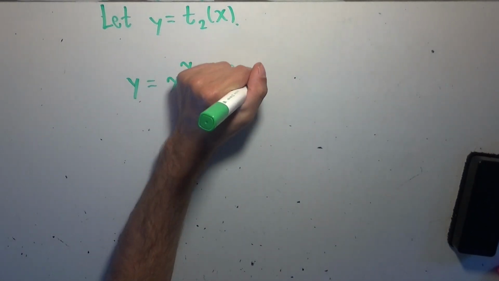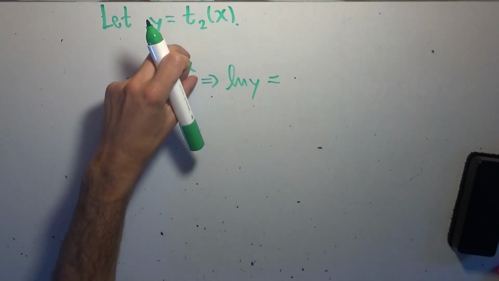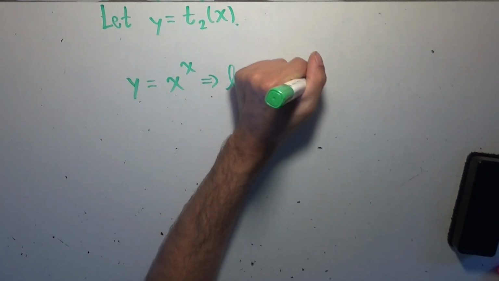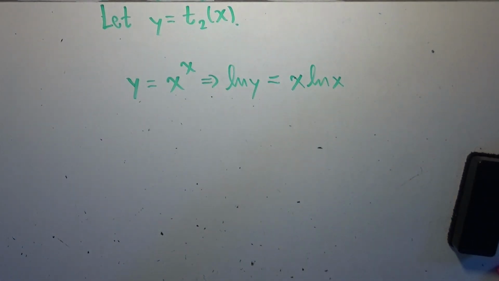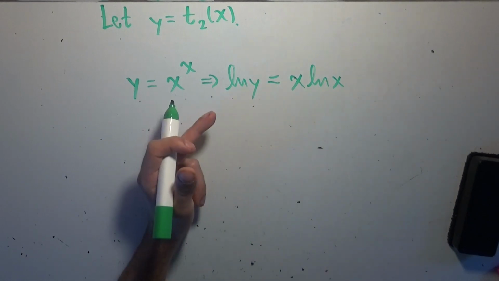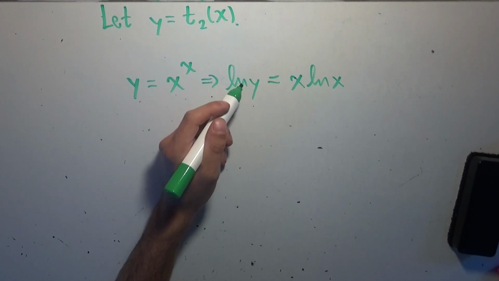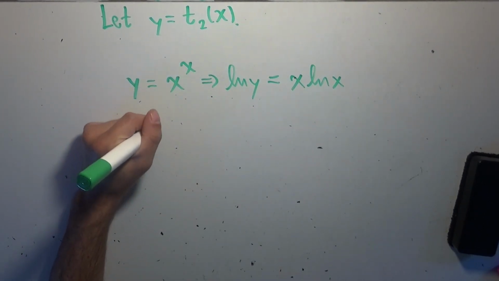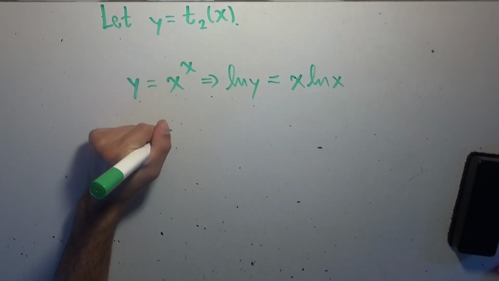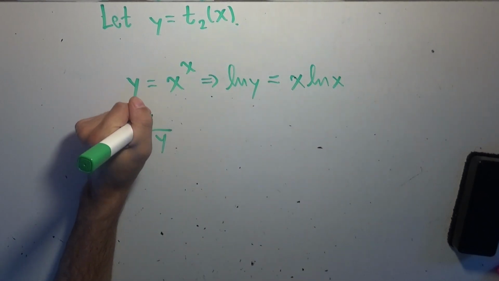So we get log y is equal to, now using the power rule, the power comes down, and we get x times the log of x. Now, of course, we can use implicit differentiation on both sides. If we take the derivative of this, we get the derivative of the logarithm, keeping y inside, so that gives us 1 over y, and then we have to multiply by the derivative of the inside, so y prime.